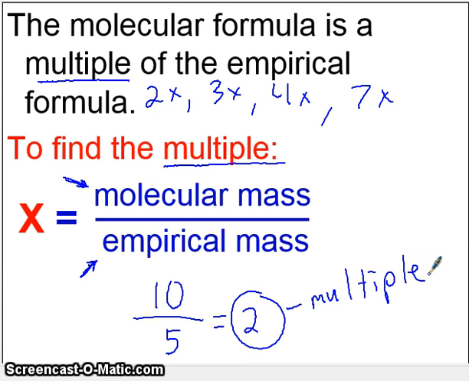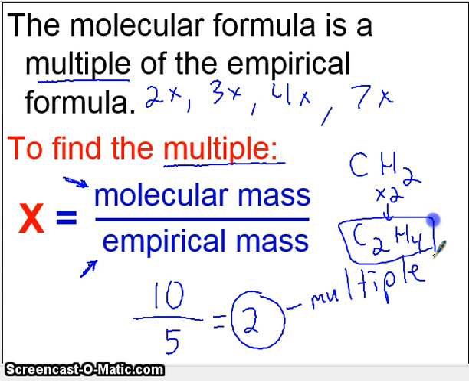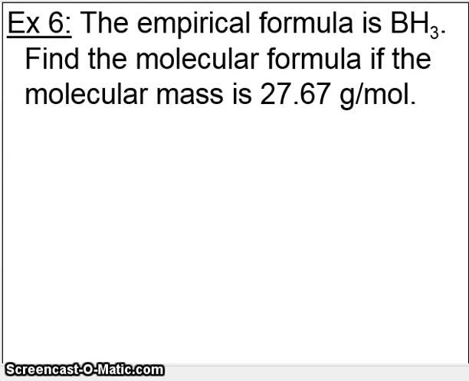This means now that the molecular formula is 2 times bigger than the empirical. So if the empirical was CH2, the molecular now times 2 is C2H4. So the multiple simply compares the real mass against the empirical mass. And you always do bigger number versus smaller. That way you get a whole number that's bigger than 1. So why don't we try an example of this, see how it applies to our compounds.